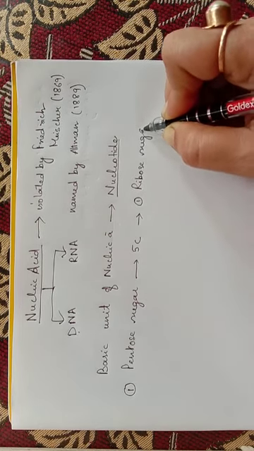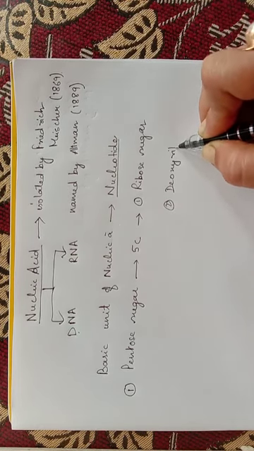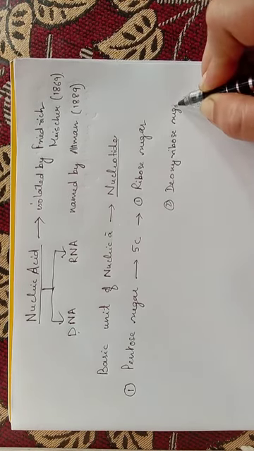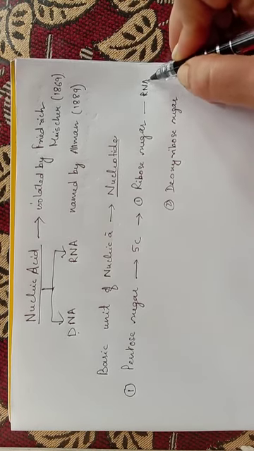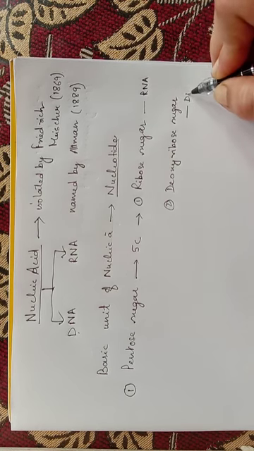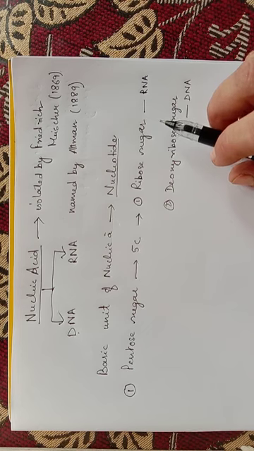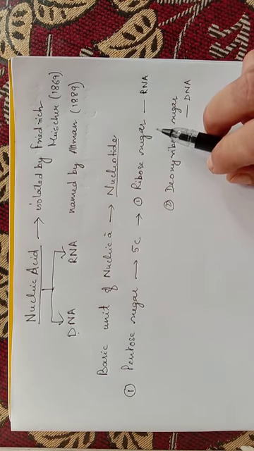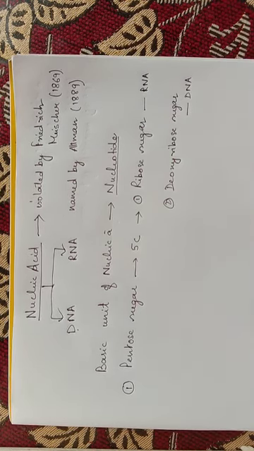ribose sugar and deoxyribose sugar. Ribose sugar is found in RNA and deoxyribose sugar is found in DNA. In ribose sugar, the carbon 2 position consists of a hydroxyl group, whereas in deoxyribose sugar, the carbon 2 position does not consist of the hydroxyl group but hydrogen.